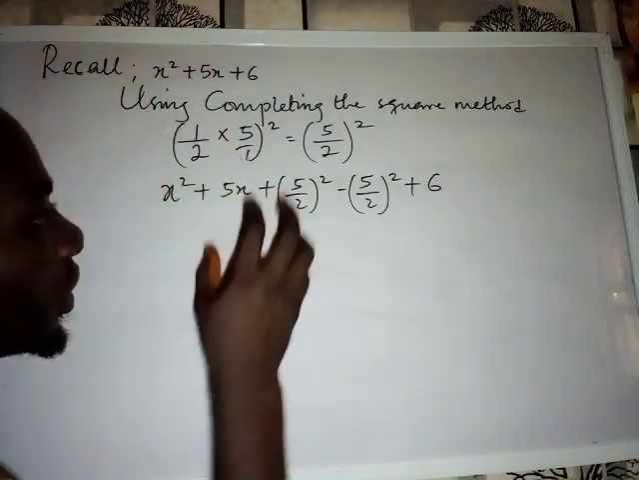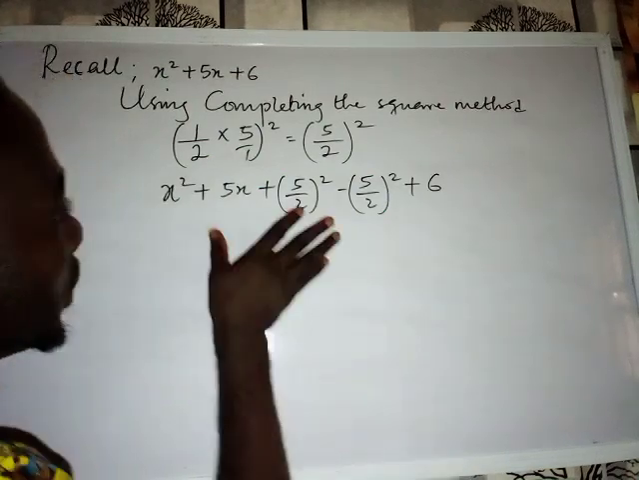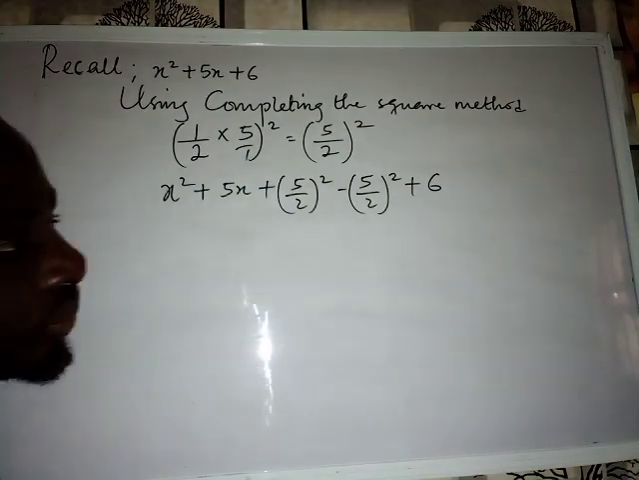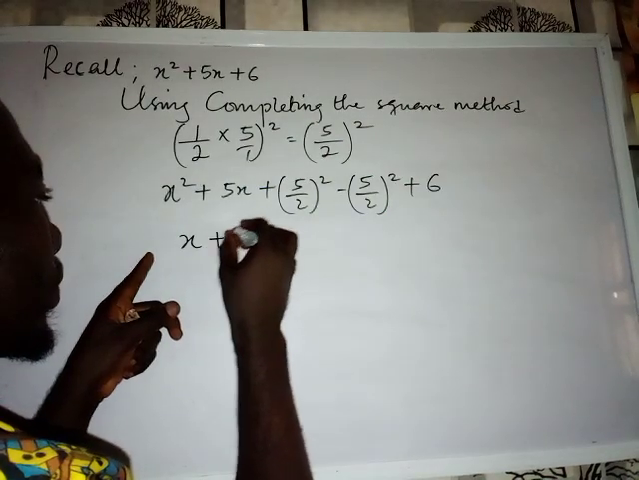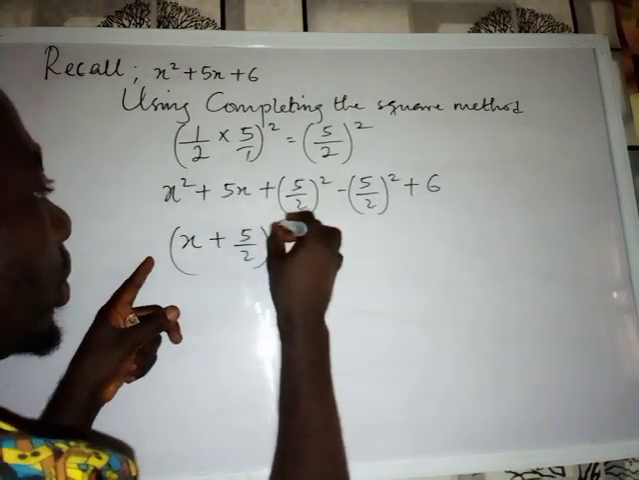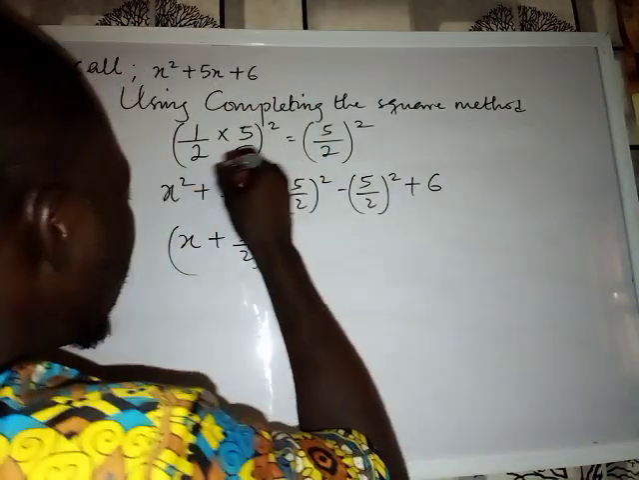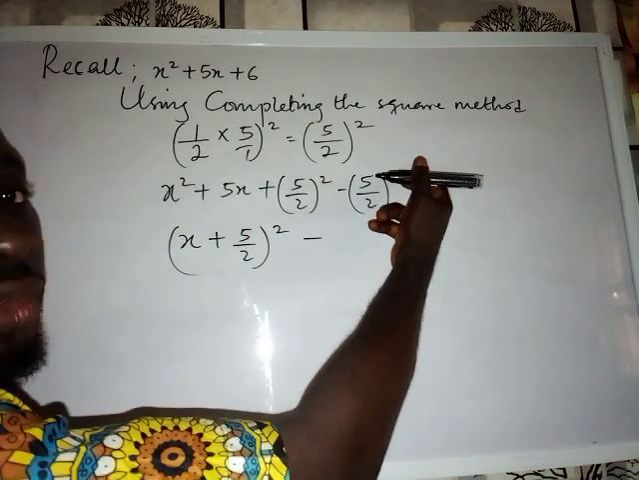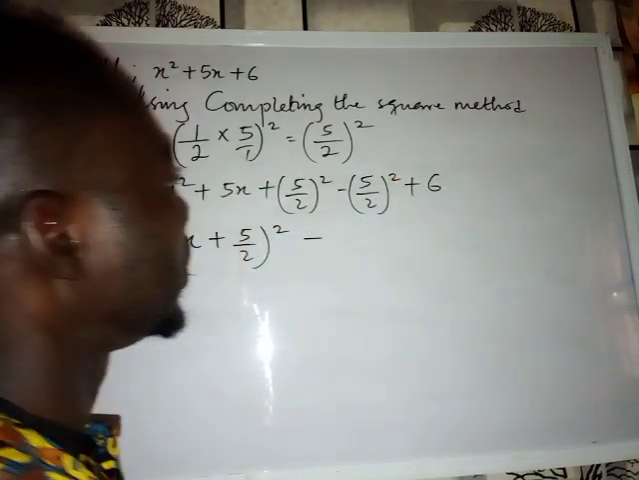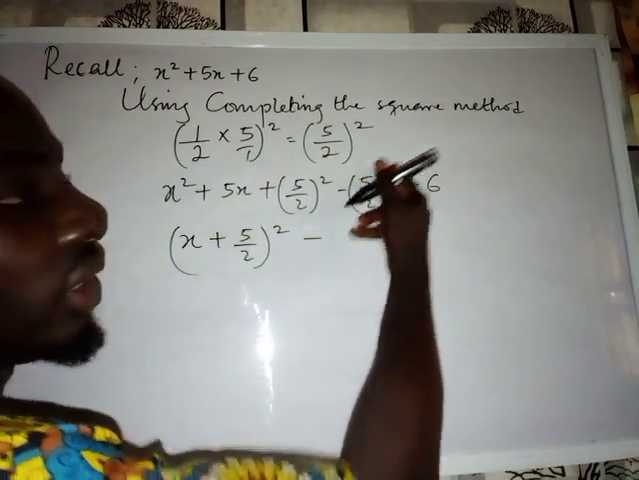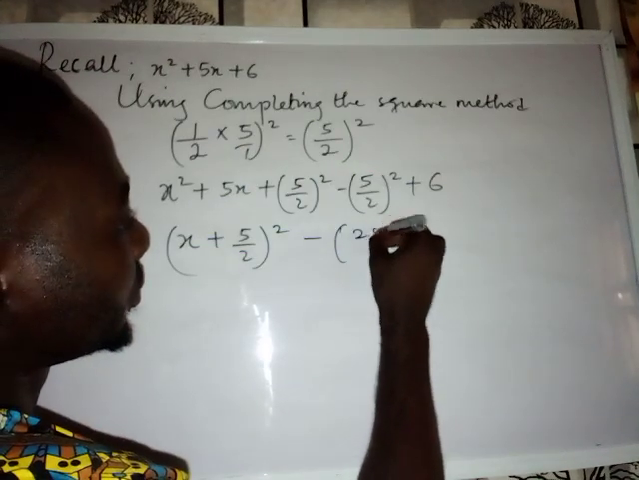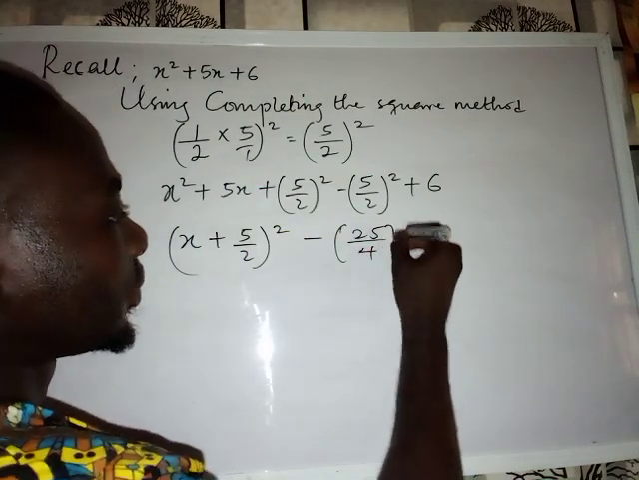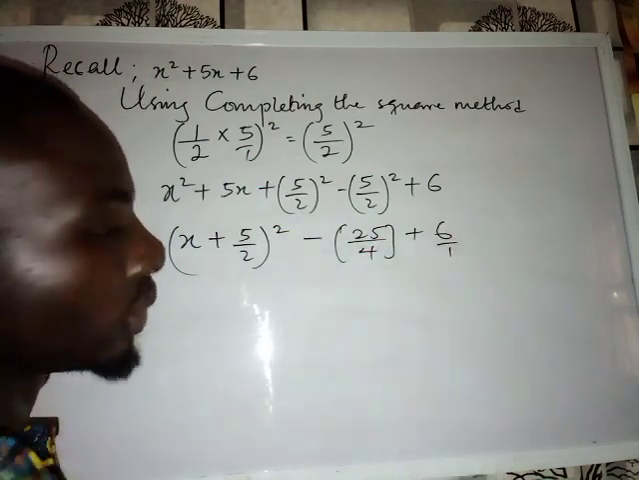Now if I terminate this, I'm still having my original expression back. So I'm not going to terminate it, but what I want to do is pair this one that is already a square with this one, and that will give me (x plus 5 over 2) all squared. So these are replaced with this. Then I have minus this 5 squared, which I will simplify. 5 squared is 25, 2 squared is 4, plus 6 over 1.